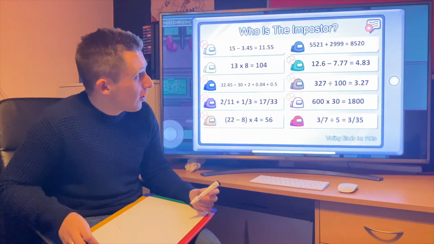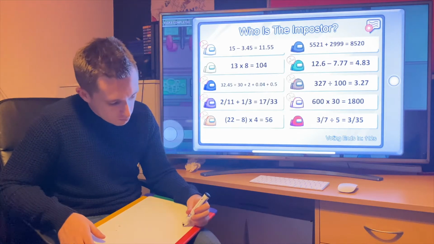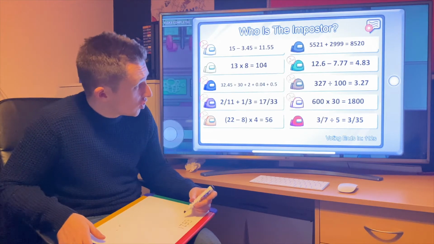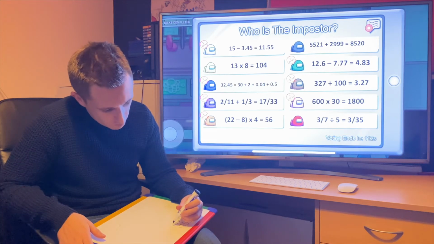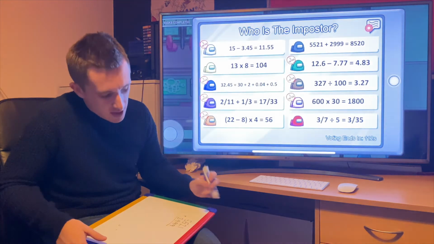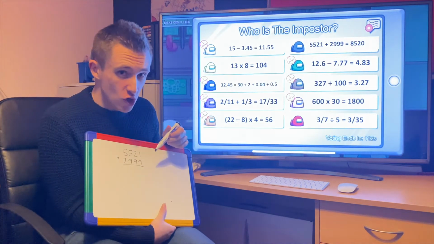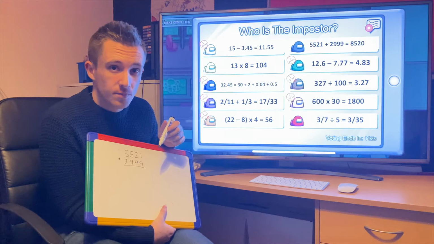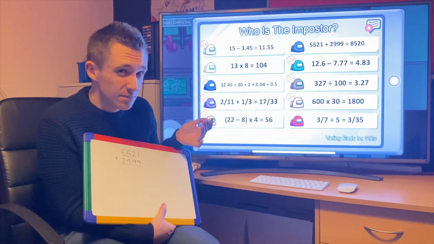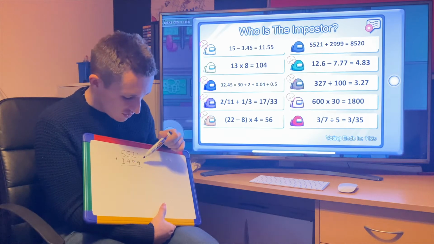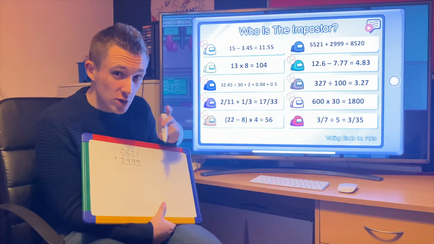Next one over here, 5,521 add 2,999. Now you could do this by column addition and you would get the right answer. But there is an easier way and you can do it mentally. 2,999 is very nearly 3,000. It's only one away.